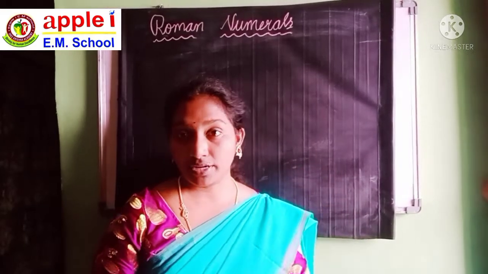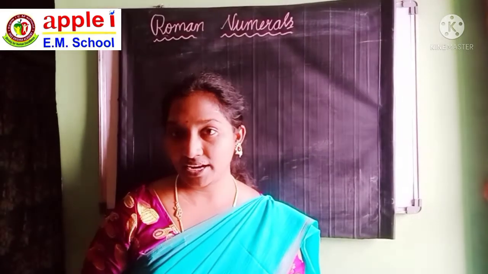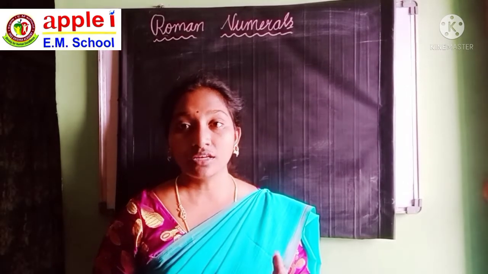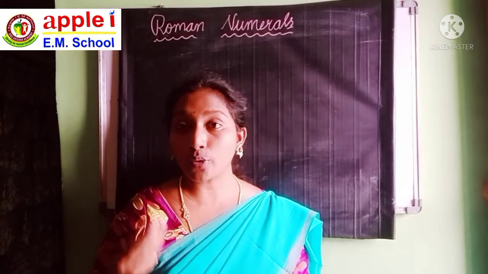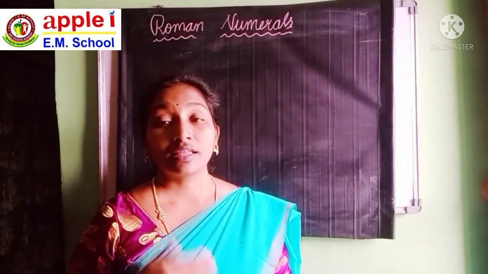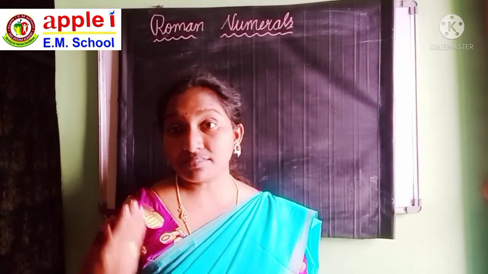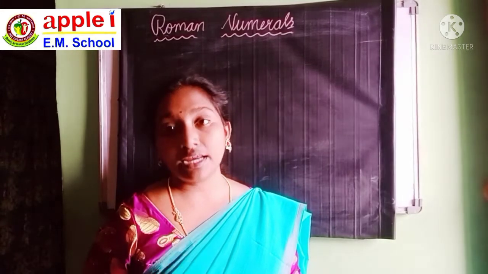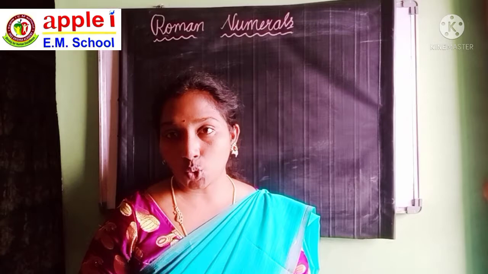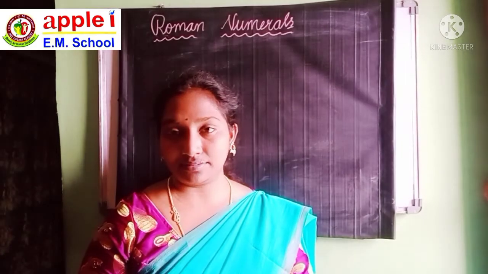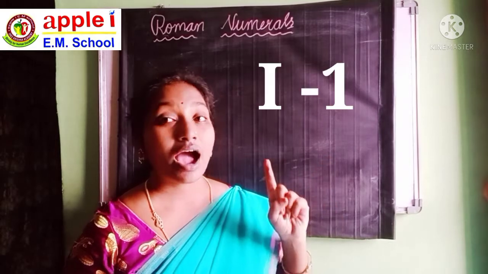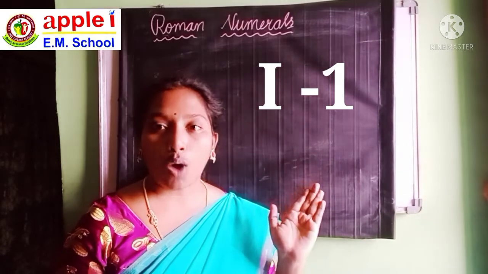Roman numerals originated in ancient Rome. The Romans used to write numbers by using some symbols. They used 7 symbols for writing numbers. Let us see what those 7 symbols are. The first one, I. I means 1.